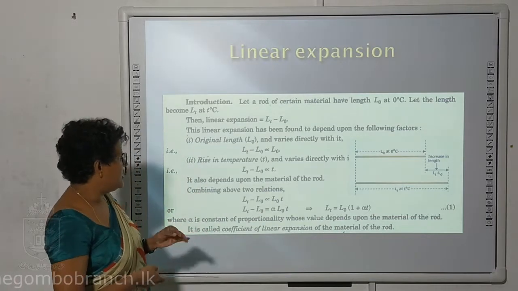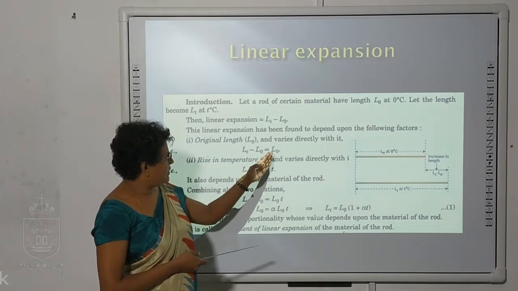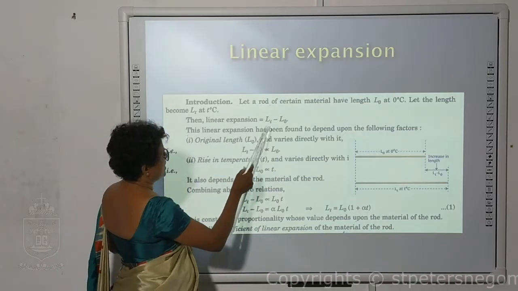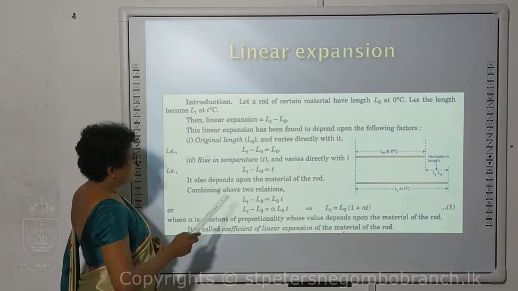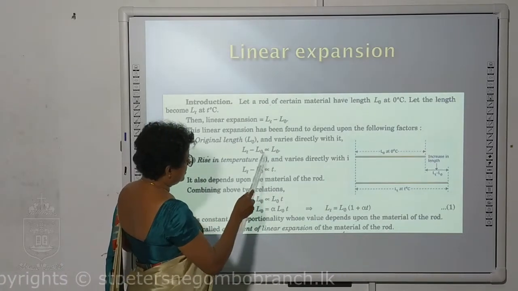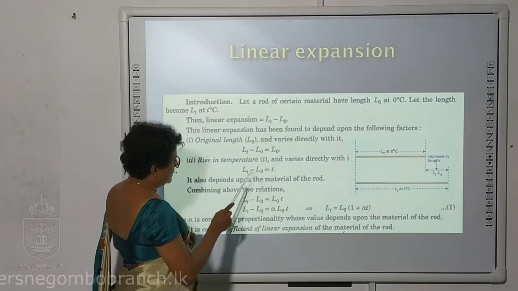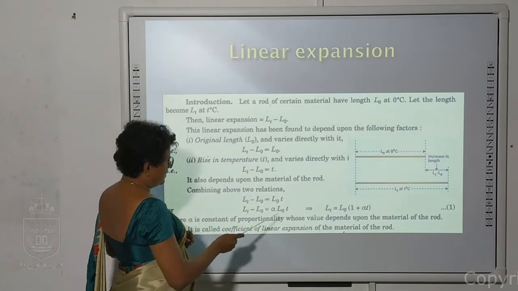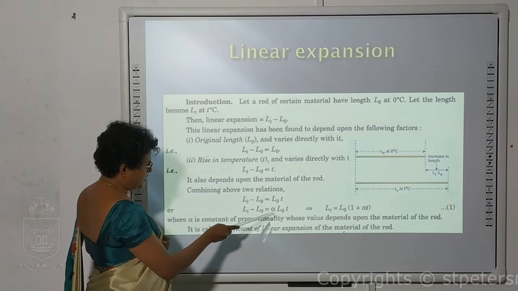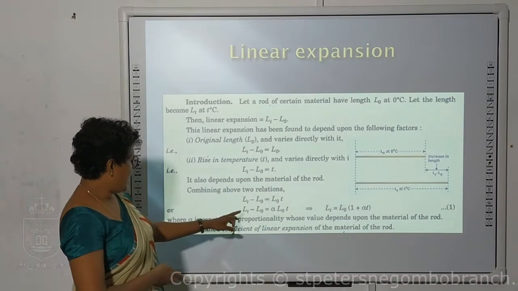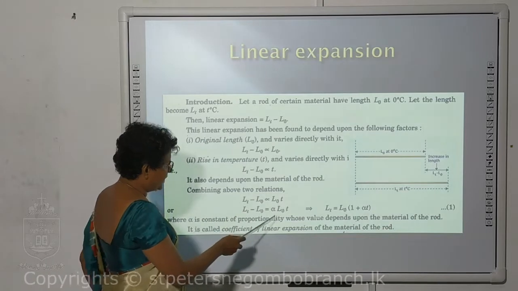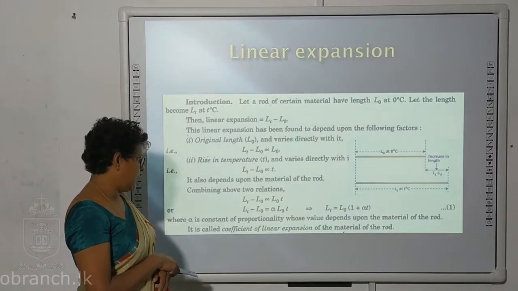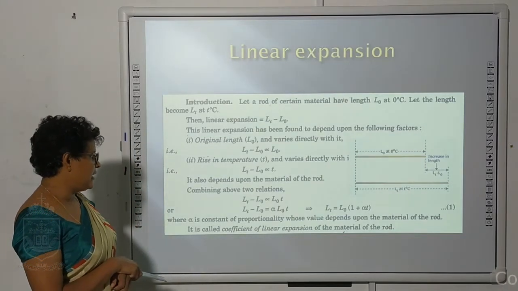Now this expansion depends on the initial length and also the temperature. So you can write that the linear expansion LT minus L0 is proportional to the temperature T and the initial length L0. You can get rid of this proportionality by introducing a proportionality constant. We have LT minus L0 equals alpha times L0 times T. That alpha is called the coefficient of linear expansivity. Its value depends upon the material of the rod.